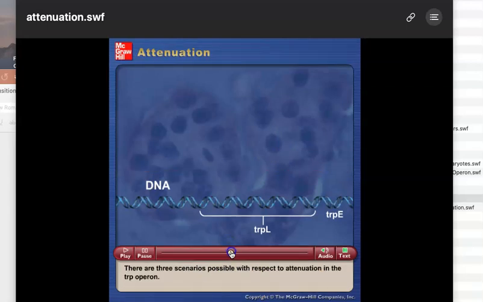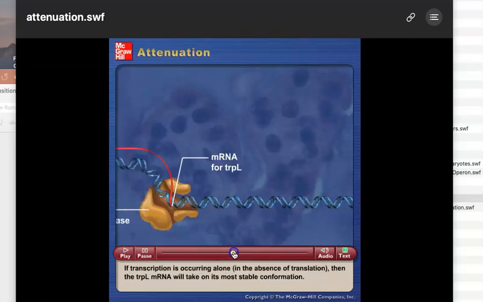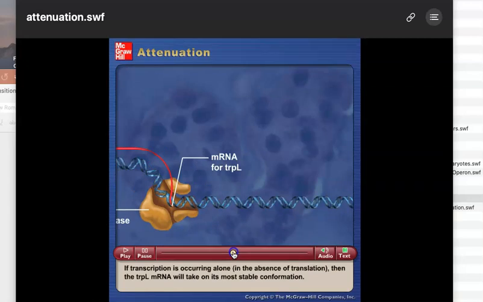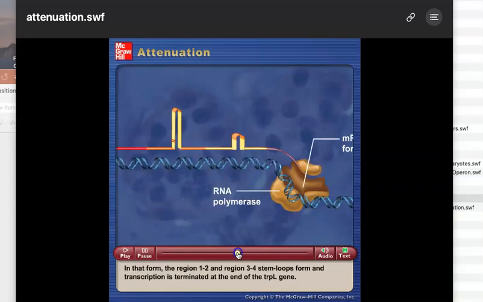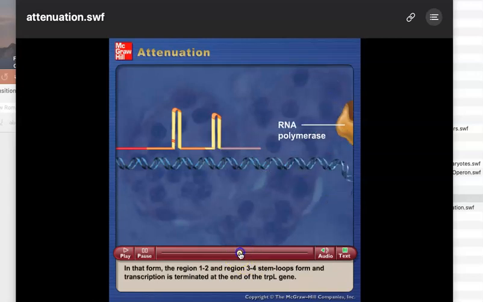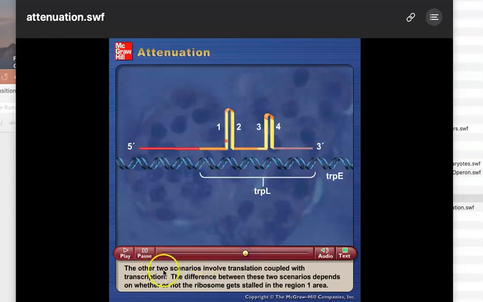So there are 3 scenarios possible with respect to attenuation in the TRP operon. Here's our mRNA for the tryptophan leader. Here's polymerase coming through. In that form, region 1 and 2, region 3 and 4 stem loop forms, and transcription is terminated at the end of the TRP-L gene. The other 2 scenarios involve translation coupled with transcription. The difference between these 2 scenarios depends on whether or not the ribosome gets stalled in region 1. So let's take a look.